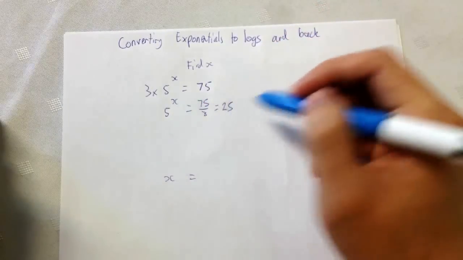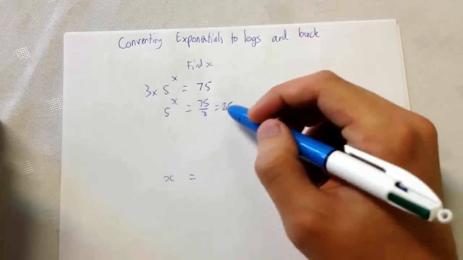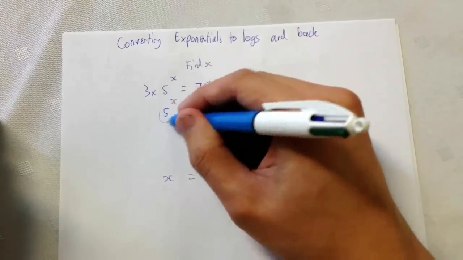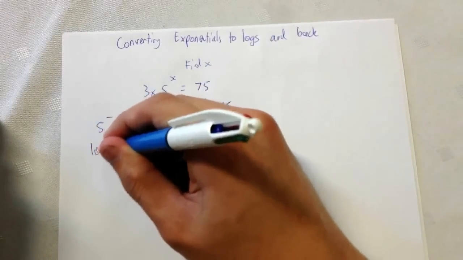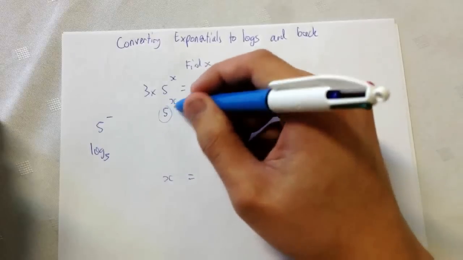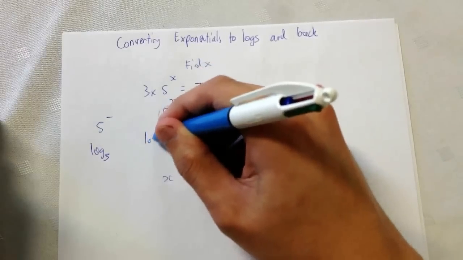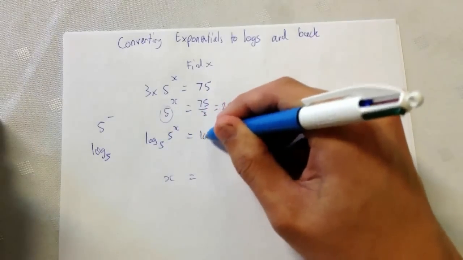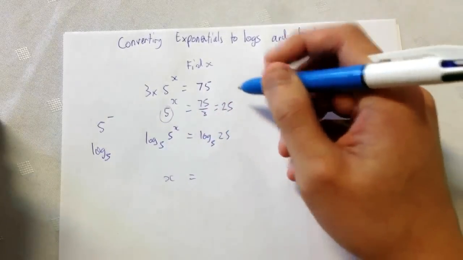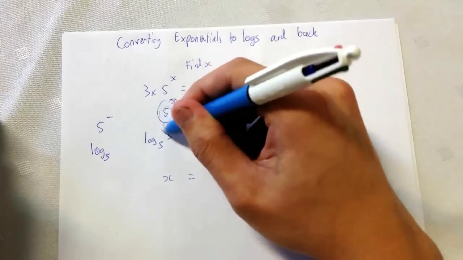Now from here, what you can do is log 5 of both sides, because you want to get rid of this 5. So 5 to the power of something. To get rid of it, you just go log 5 of that. And everything disappears, so I'm just going to write log 5, 5 to the x equals log 5, 25. Not hard yet. All I did was took this and put it inside.